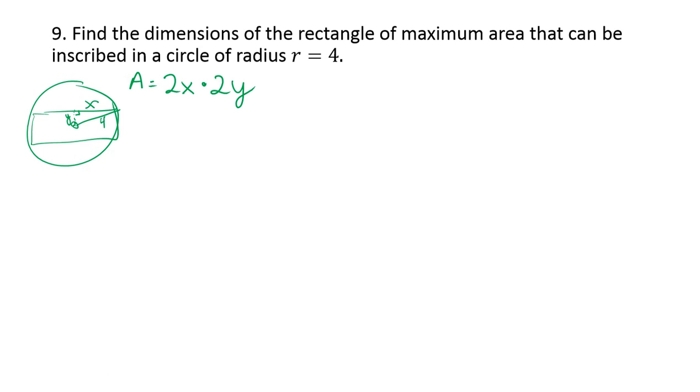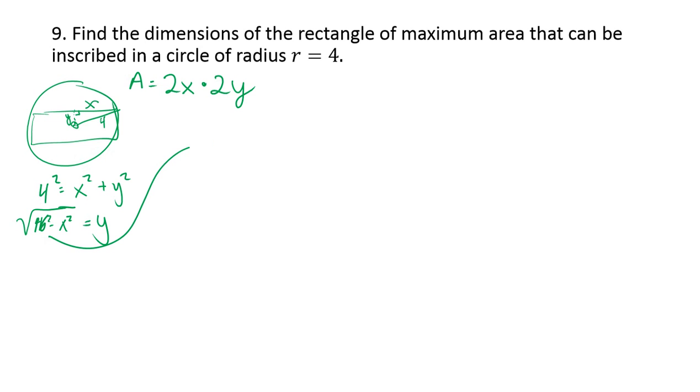So now we've got to find the relation between x and y. Well, 4 squared is equal to x squared plus y squared. Then we want to solve for either x or y, and we're going to solve for y. y would equal the square root of 4 squared minus x squared, which we can say is 16, just to keep things simple.